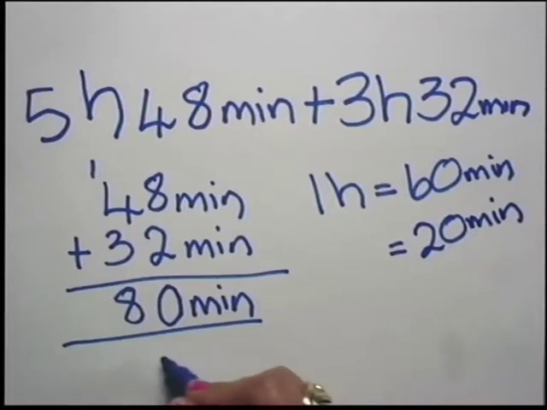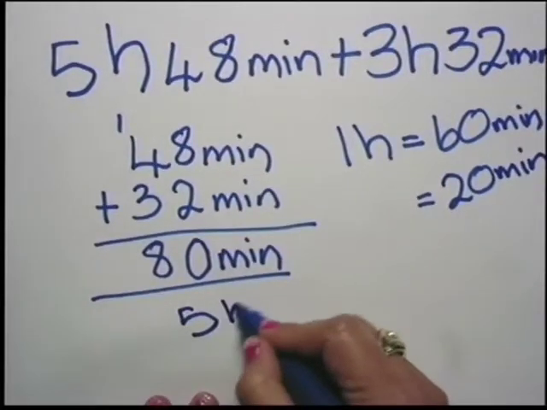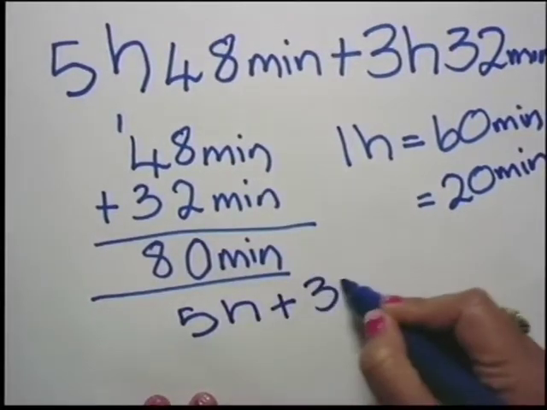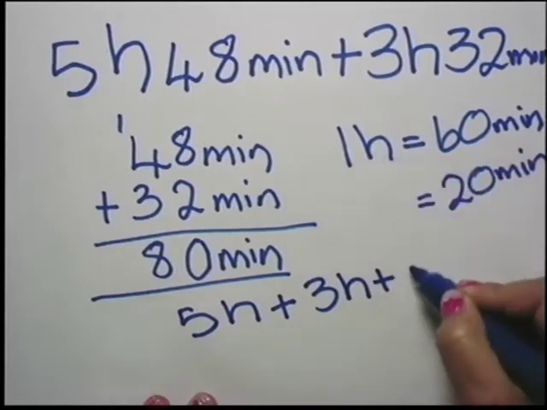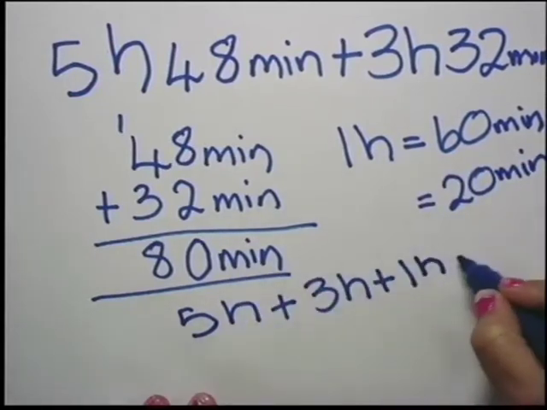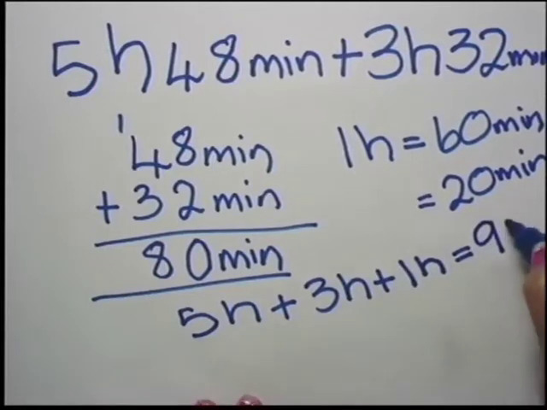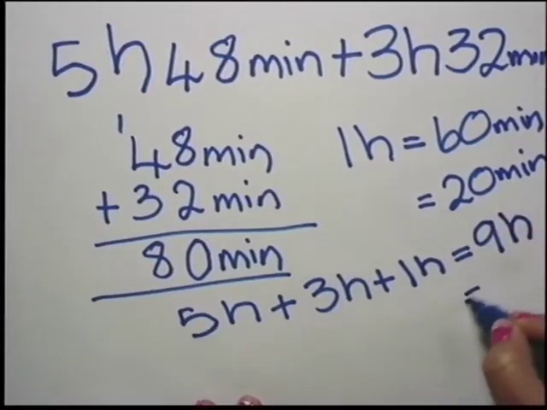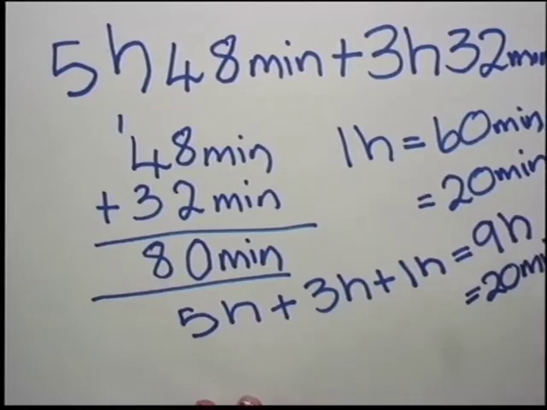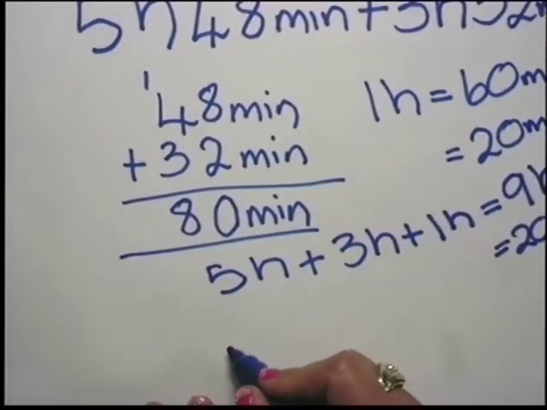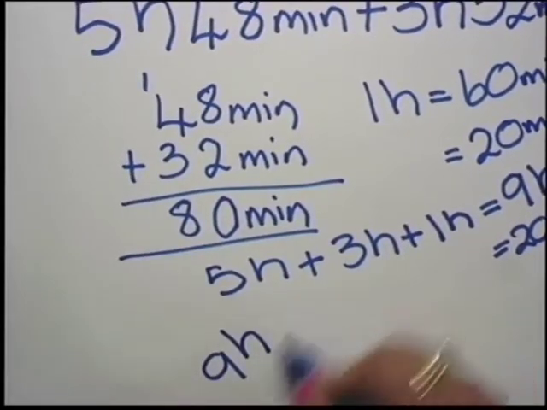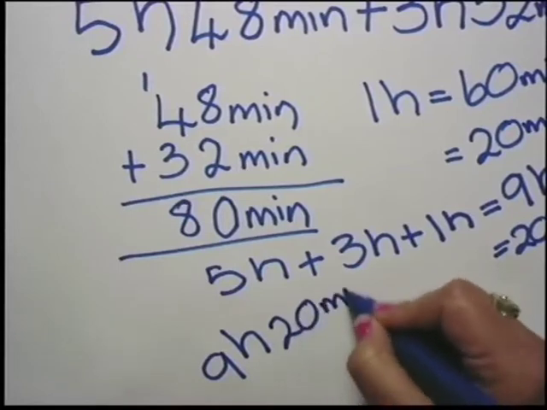Now I add the hours. 5 hours plus my 3 hours plus the hour that comes from the 80 minutes. Now I have 8 hours, 9 hours, and then the 20 minutes. So to add these hours and minutes, my answer will be 9 hours and 20 minutes.